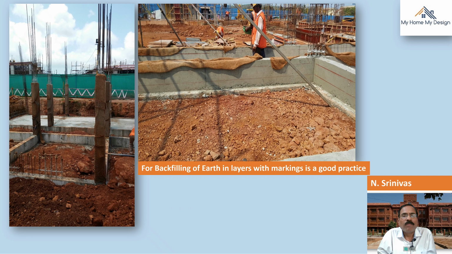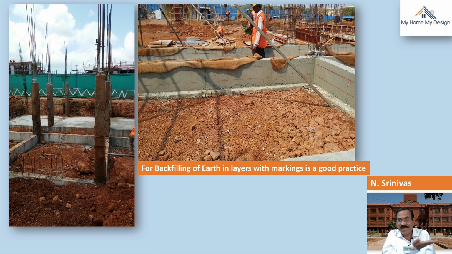Systematic way for backfilling of earth in layers with markings is a good practice. I'll explain here. You can see this, the depth of the beam is 600 mm. So that means 2 feet. In each layer, 150 mm markings have been given. 3 markings, that means 150, 150, 150. So that means 450, and below plinth bed, another 150 is there.